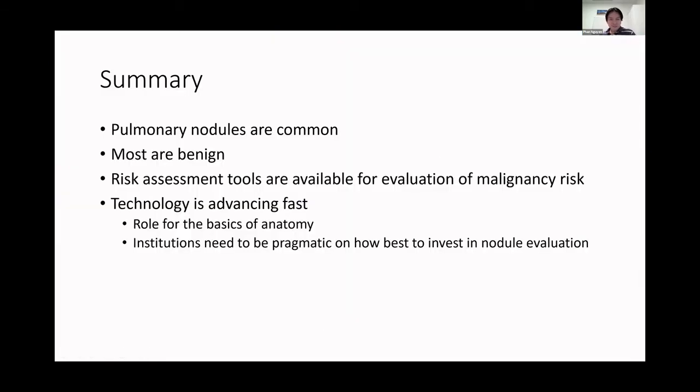So nodules are common, most are benign, risk assessment tools are quite useful. Technology is advancing fast, but I think there's still a role for the basics of anatomy. And I think institutions in the future will probably need to be pragmatic on how to best invest in nodule technology. So I'll leave it there and open the floor to questions.